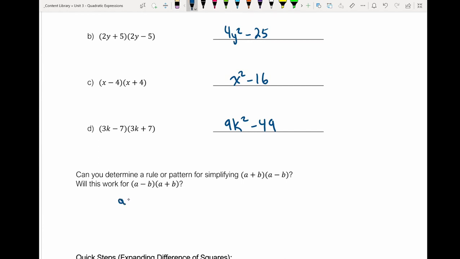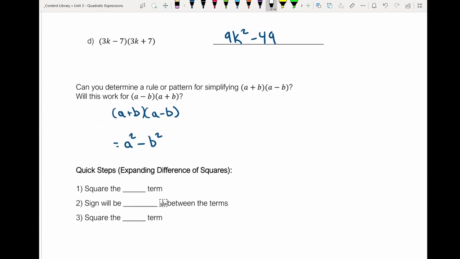What we should see is that if I have a plus b times a minus b, the result should just be a squared minus b squared. So the first term squared minus whatever the second term squared is. And will this work for a minus b times a plus b? Yes, it will, because when we're multiplying, order doesn't matter. So it doesn't matter if I switch them around, it will still be the same thing, as long as I have a difference of squares: the same two numbers, one positive, one negative.